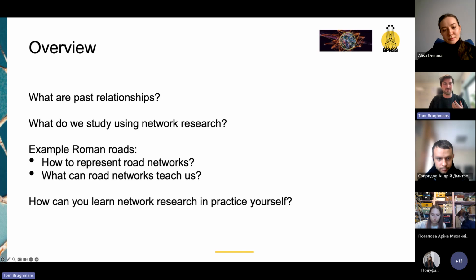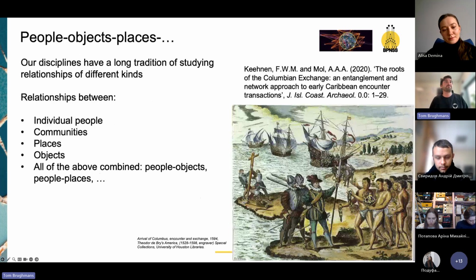Why is that interesting? What kind of questions does it allow us to ask? And I'll show you a couple of results of the kind of things we can do when we represent roads as network data. And then finally, I'll talk you through that document of resources to recommend useful next steps.